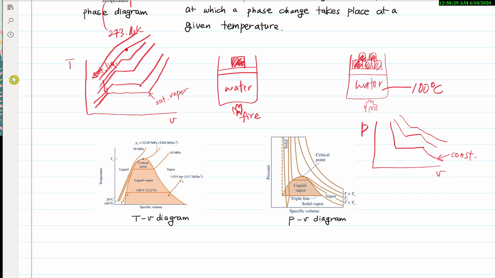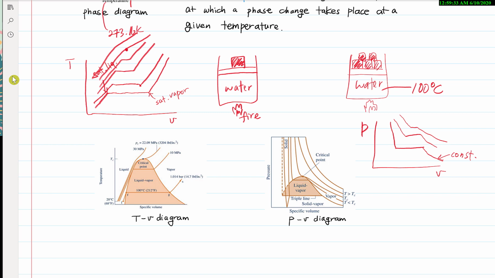This PV diagram shows the PV curves at various temperatures. The slope of the constant temperature line is downward. The pressure remains constant in the two-phase liquid-vapor region. In the single-phase liquid and vapor regions, the pressure decreases as specific volume increases. For temperature greater than or equal to the critical temperature, pressure decreases continuously as specific volume increases.